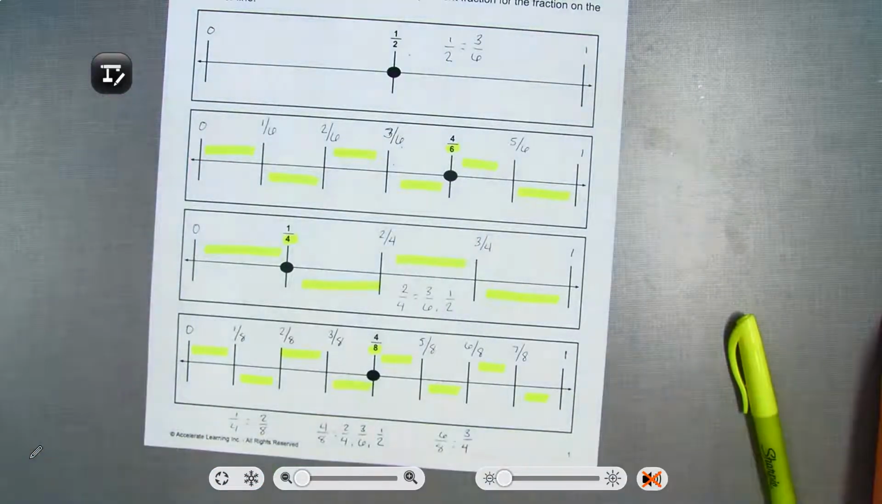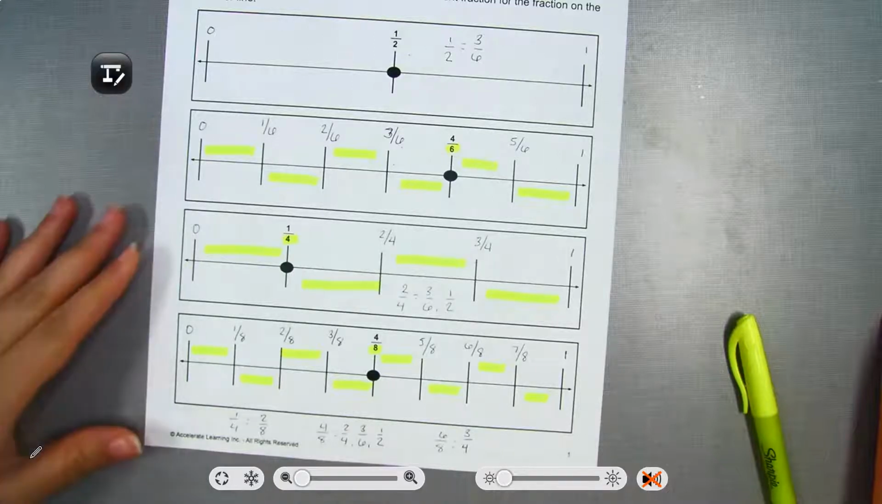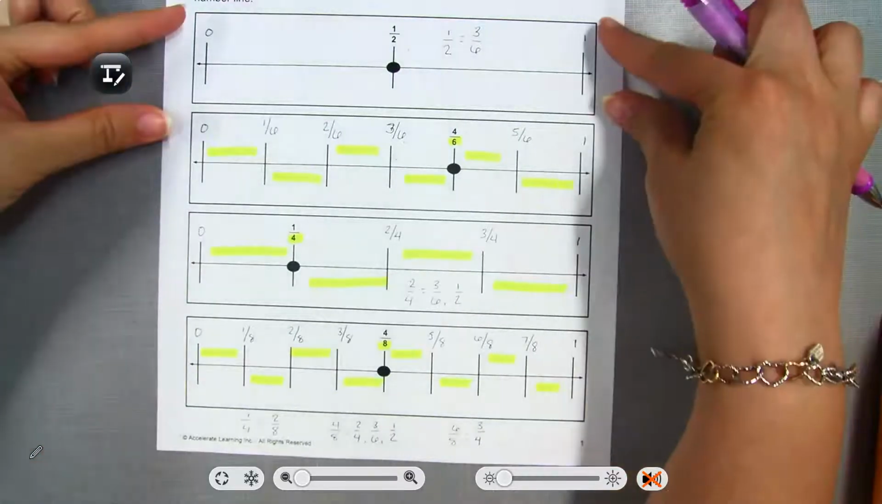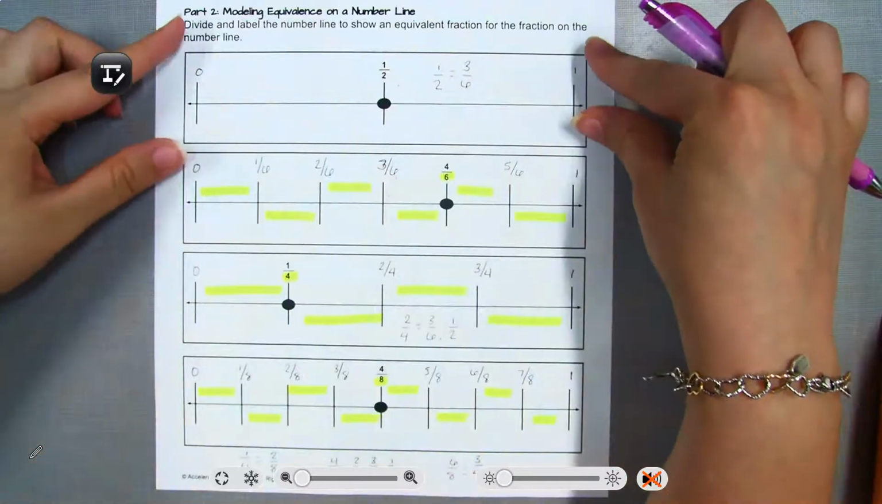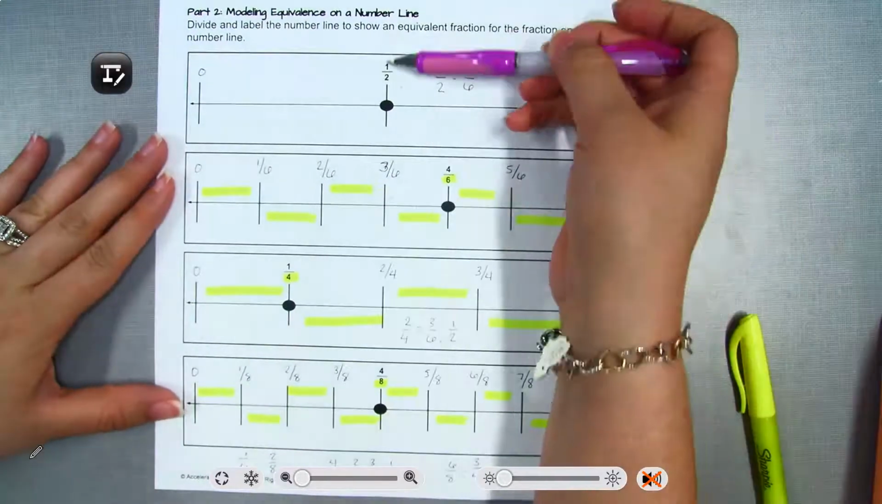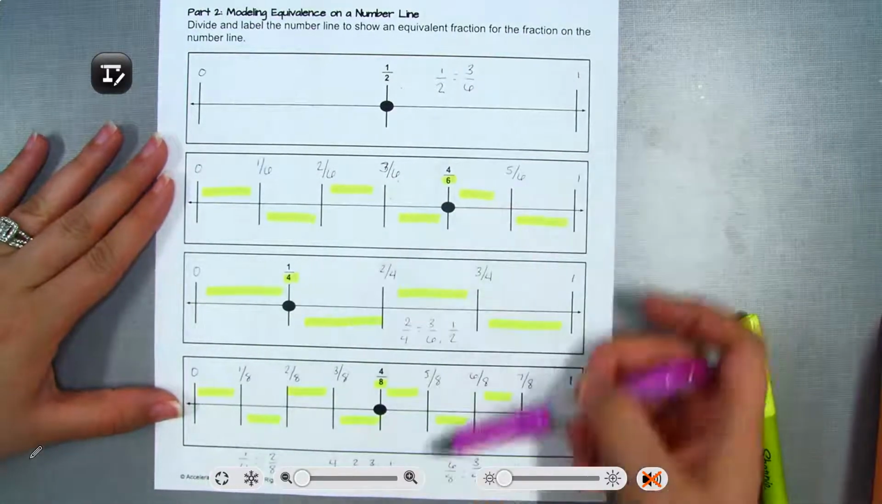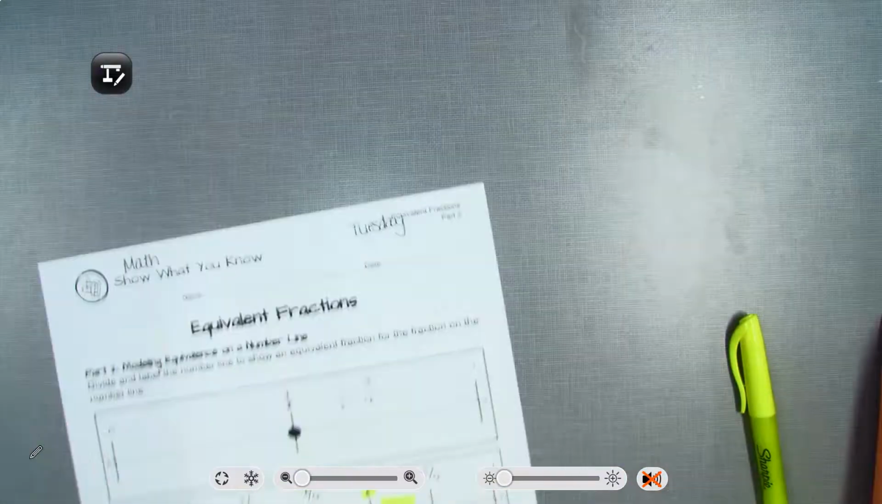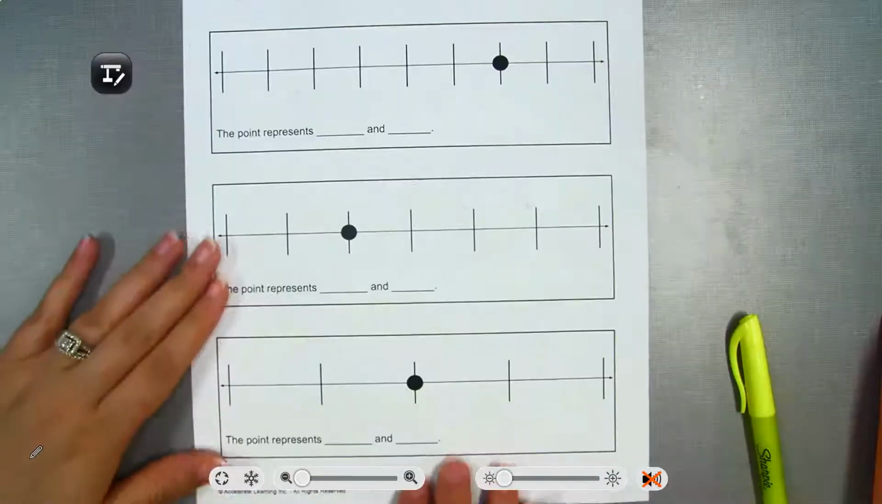Okay. So that is how I can determine if fractions are equivalent on a number line: you put the number lines so they kind of need to match up, so you're able to match the lines up to see which ones are equivalent. All right, so let's look at the back.